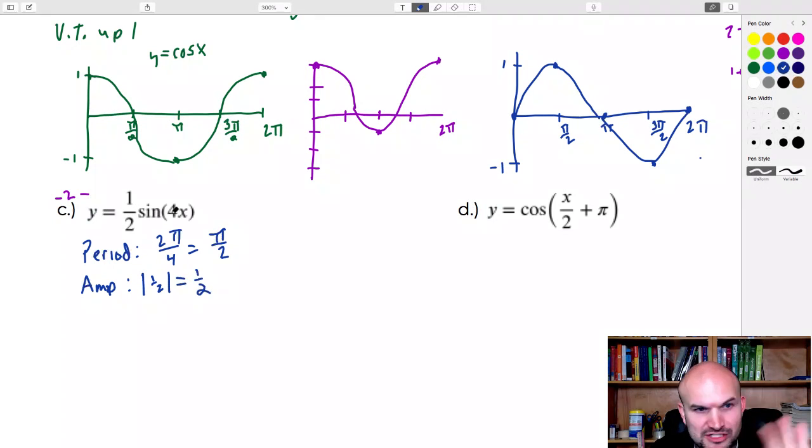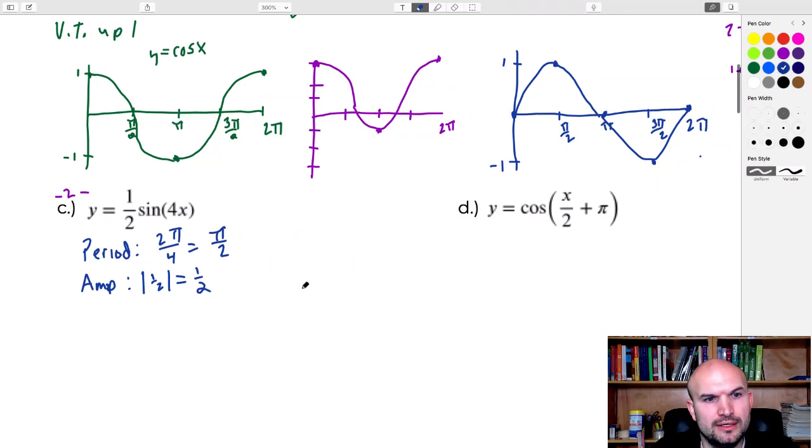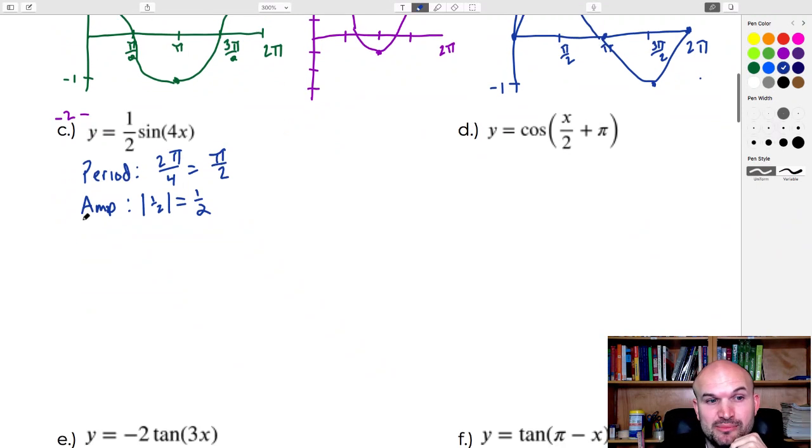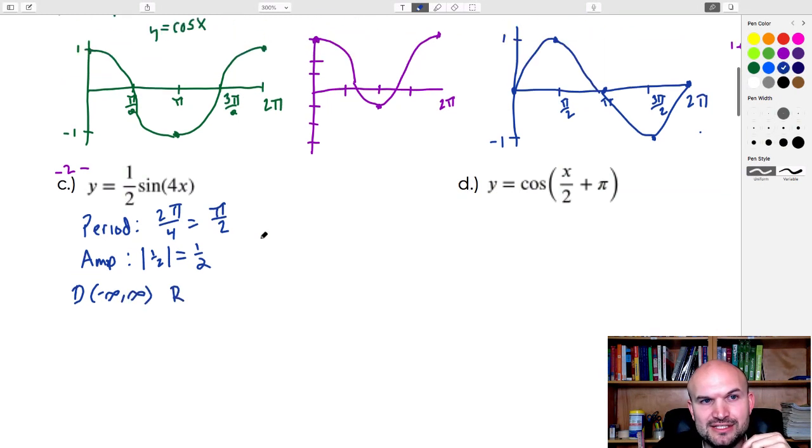I do not have any phase shift. I'm not adding or subtracting anything, so there's no phase shift, and there is no vertical translation. So the domain and range is actually going to be pretty simple. Obviously, the domain is all real numbers. We like that. For the range, since there's no shifting, right?